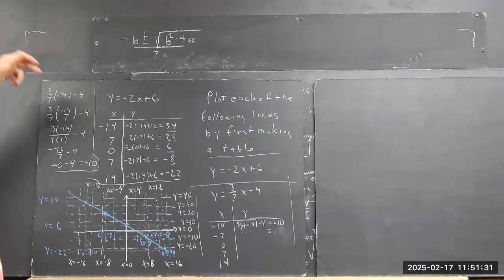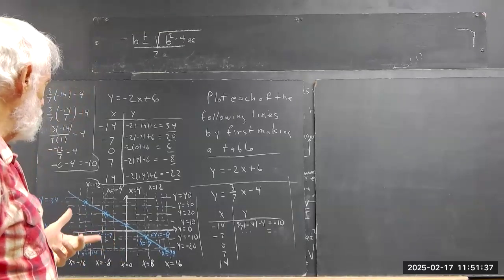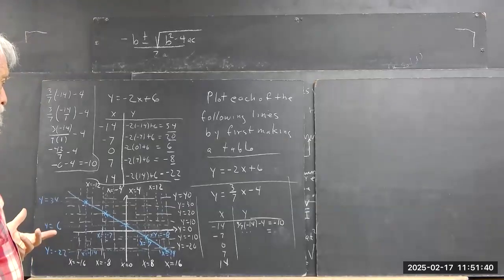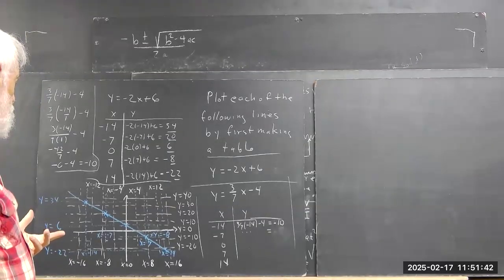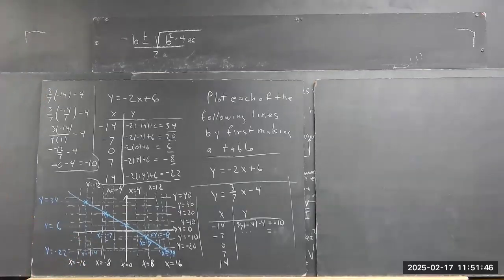Okay. 3/7 to negative 14 to negative 6. That's pretty clear. I should get negative 6, and I do. Negative 6 minus 4. I'm going to pause this and see why I'm stuck in a loop here. You're not getting the right numbers.